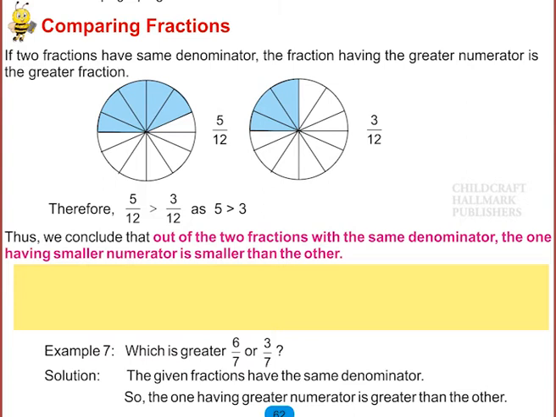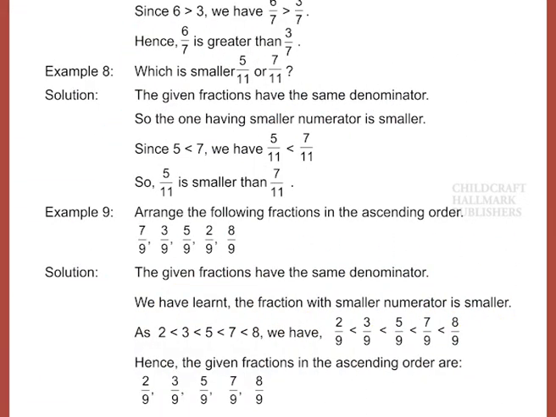Example 7. Which is greater, 6 by 7 or 3 by 7? Solution. The given fractions have the same denominator, so the one having greater numerator is greater than the other. Since 6 is greater than 3, we have 6 by 7 is greater than 3 by 7. Hence, 6 by 7 is greater than 3 by 7.